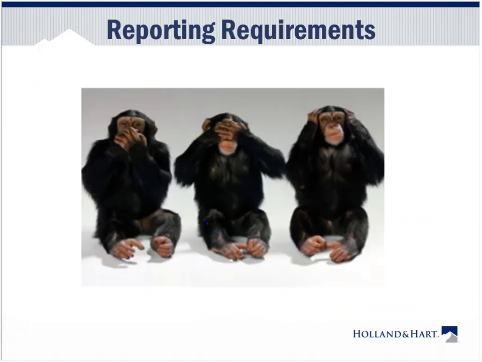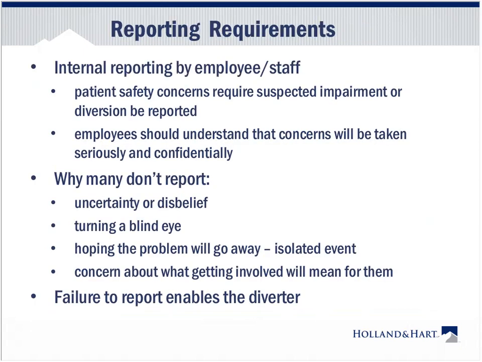All right, let's talk quickly about reporting requirements. There's two types of reporting, sort of internal reporting and then external reporting. So internal, you need to have a process in place. We talked about earlier sort of like the chain of command and who reports to whom, but we need to make sure that suspected impairment or diversion be reported. If they have a good faith basis to think that it's happening, then they should report it. And your employees should understand that those concerns will be taken seriously and confidentially.